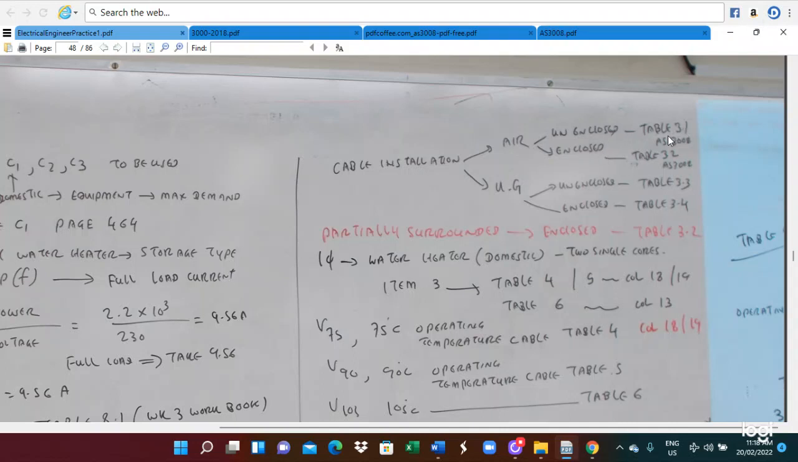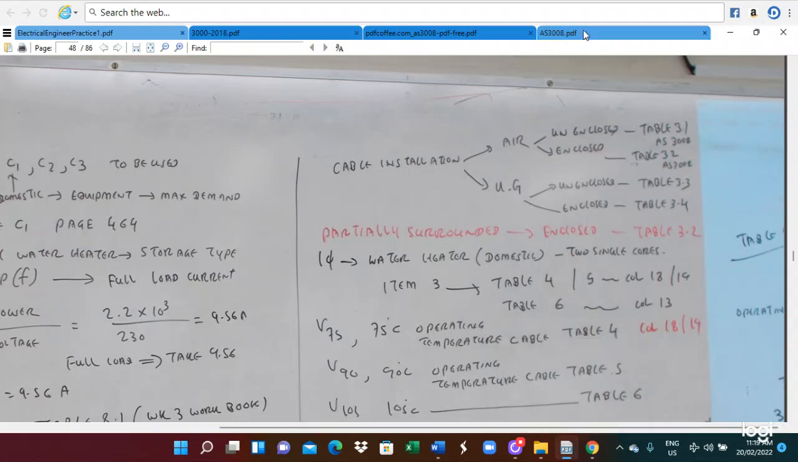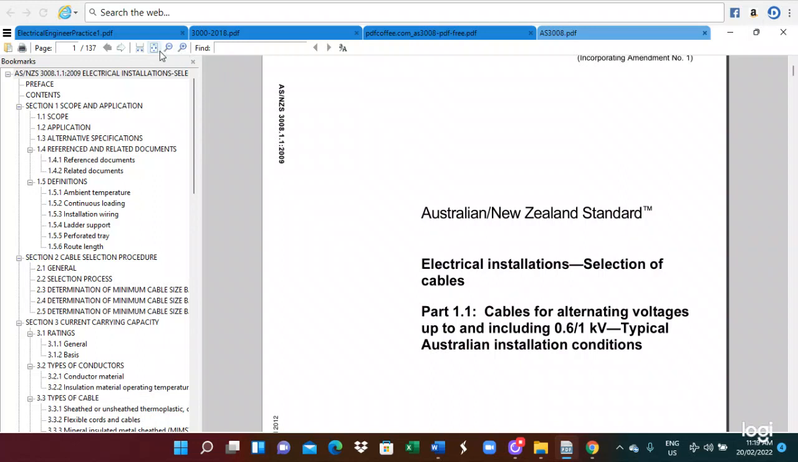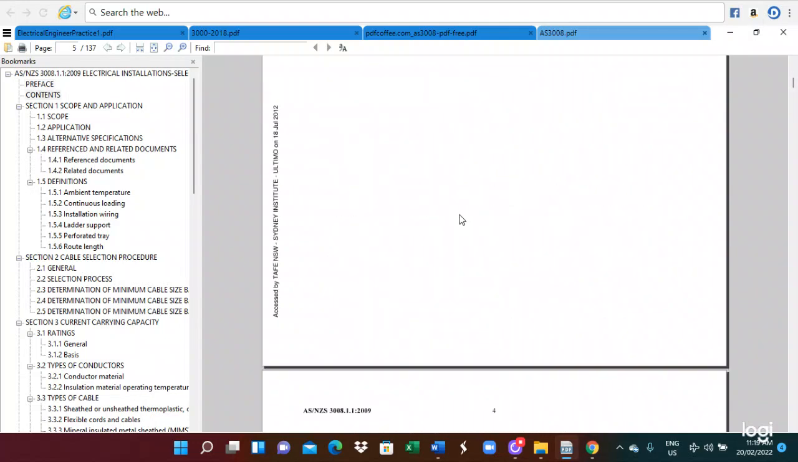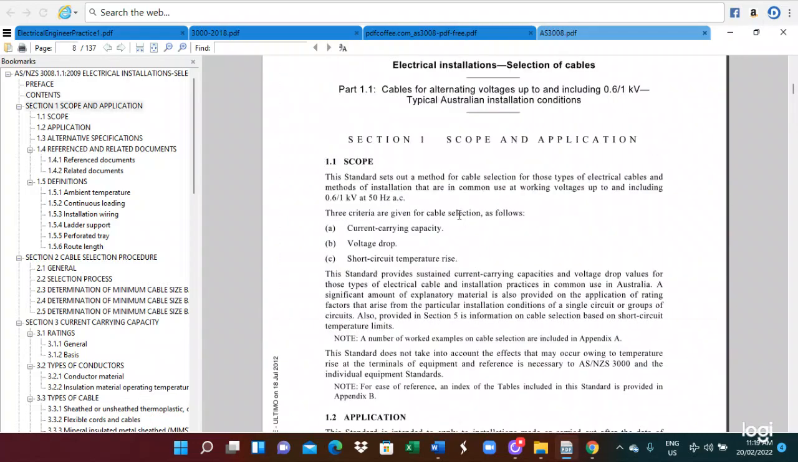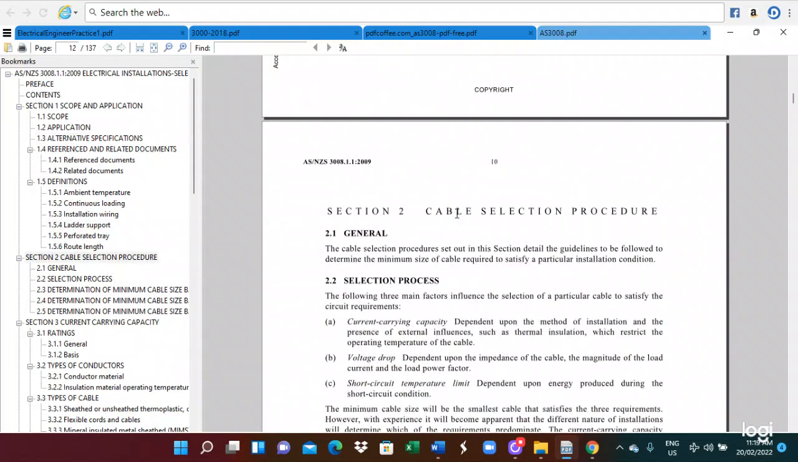If you install the cable in the air unenclosed, we have to utilize table 3.1. If cables are installed in air enclosed, we utilize table 3.2. Cables run underground use table 3.3 and table 3.4. So those four tables are the major tables. Now I can look at the ES3008 rule. This rule is for cable installation and the selection of the cable according to the Australian standard. So we have to look at tables 3.1, 3.2, 3.3, and 3.4. 3.1 and 3.2 are for installation in the air, and 3.3 and 3.4 for installation underground. So that will be the cable selection.